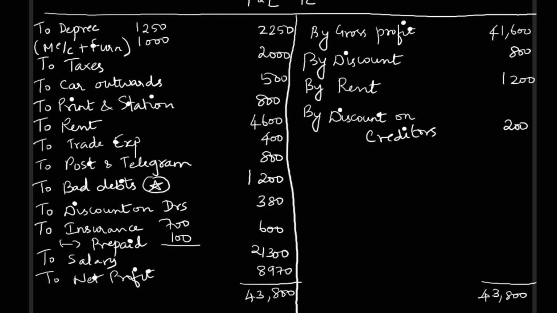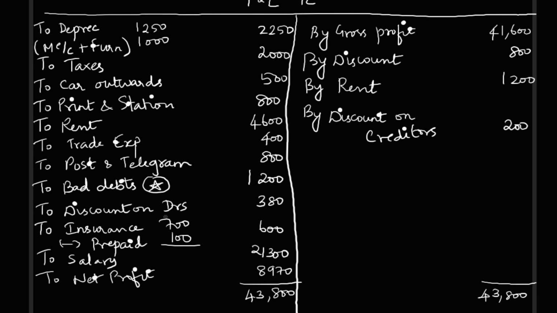In the profit and loss account, we start with to depreciation, where machinery and furniture. On machinery it is 1250 and on furniture it is 1000. So you add and put that value together. To taxes, expenses again. To carriage outwards 500. To printing and stationery 800. To rent 4600. To trade expenses 400. To postage and telegram 800. To bad debts, this treatment we have already seen in the earlier slide, so that is 1200. That value you are writing here.